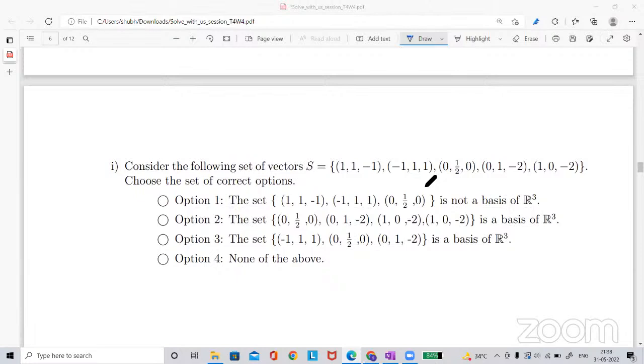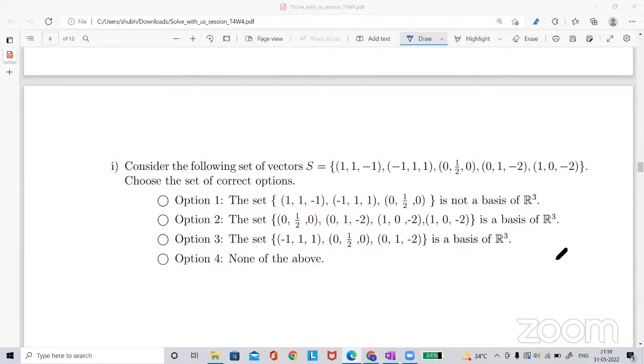What's happening? Option 2 does not follow minimal spanning, I think. Option 2 does not follow, sir, because it has 4 elements, and certain vectors are similar. Yeah, two vectors are similar. So option 3 we can already say is rejected. In the maximal and minimal terms, option 1 is not linearly independent.